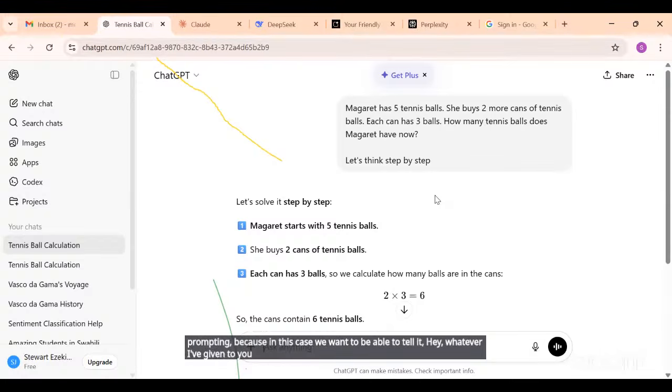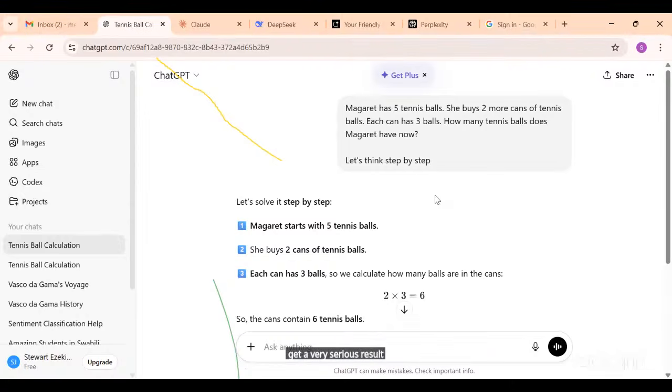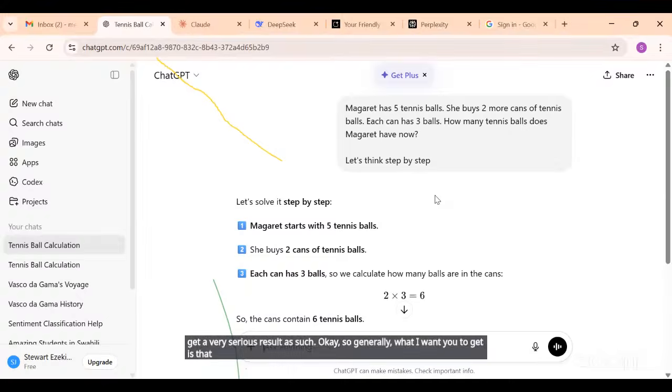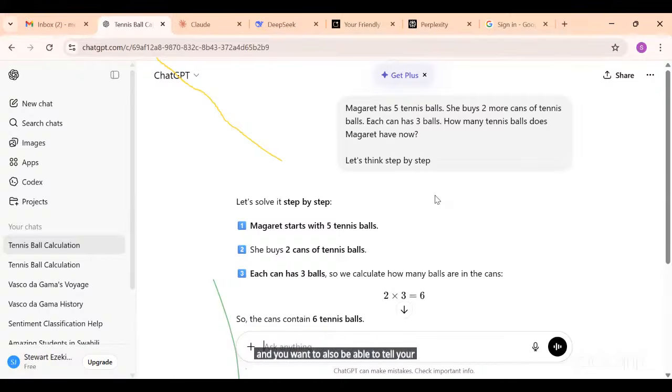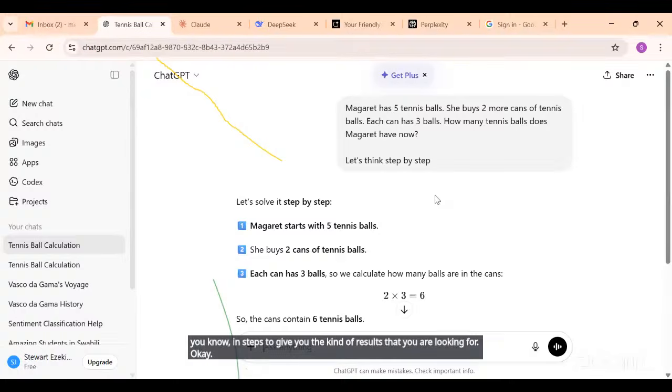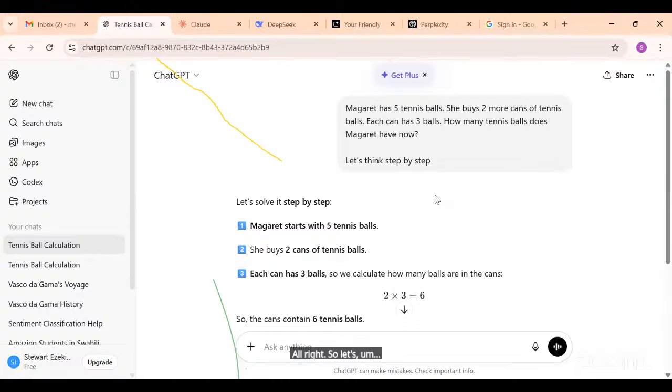I want you to take it step by step, and get a very serious result as such. So generally, what I want you to get is that there are times when you want to do certain prompts and you want to be able to break them down into steps. And you also want to tell your LLM to think in steps to give you the kind of results that you are looking for. All right, so let's take another example, I guess.